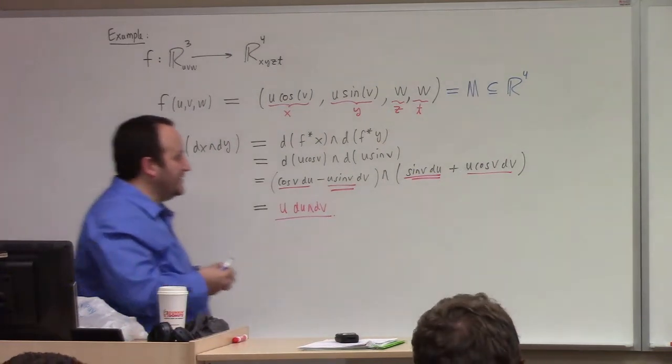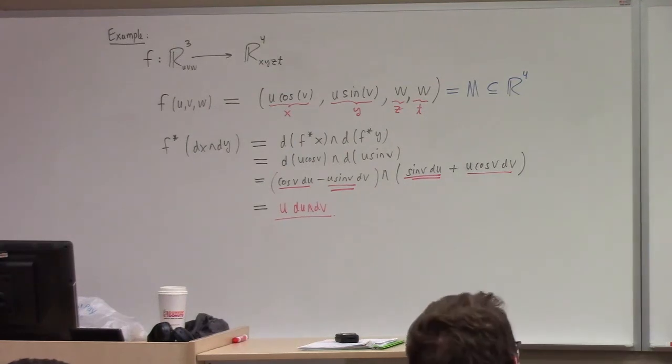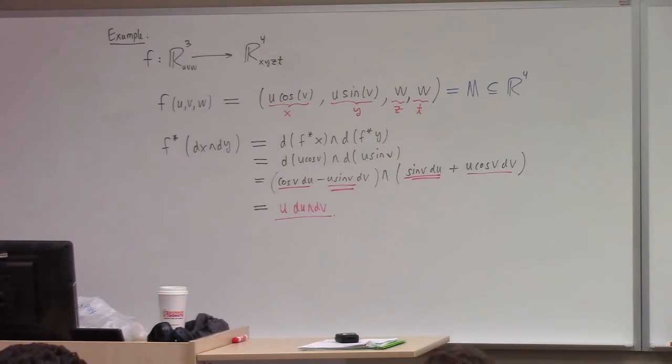What would the pullback of dx be? I mean, how about this? Pullback of dx wedge dy wedge dz would be what?